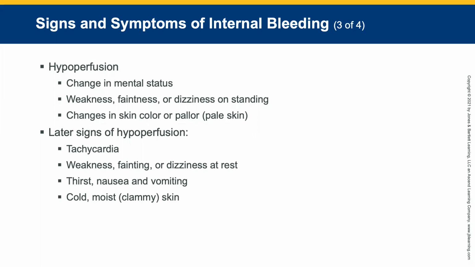Later signs of hypoperfusion that suggest internal bleeding are tachycardia, weakness, fainting, or dizziness, even at rest. They're always thirsty. They have nausea and vomiting. Most of the time they are cold and moist, which means they're kind of sticky. They've got that clammy, like, oh, that's gross, don't touch me kind of skin. And then slow, rapid breathing.